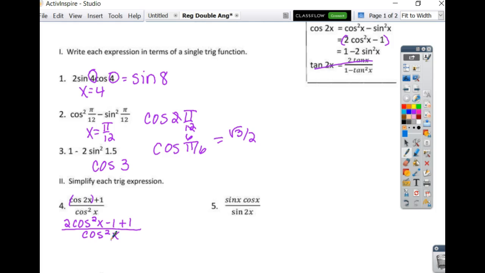And they're going to cancel out, right? The ones cancel out, so I can cancel these out. Now I have 2 cosine squared of x over cosine squared of x. So the cosine squares cancel out, and it leaves me with 2.